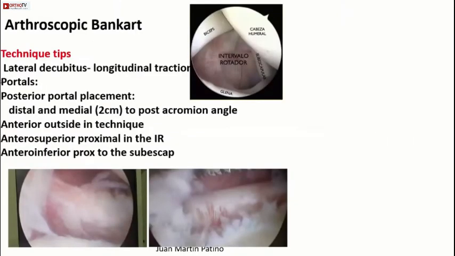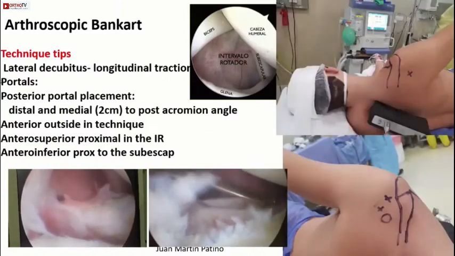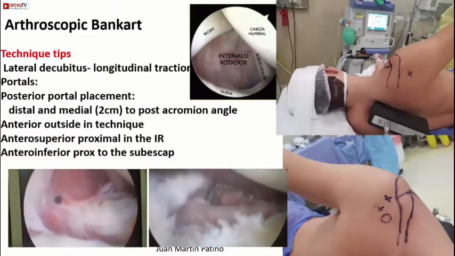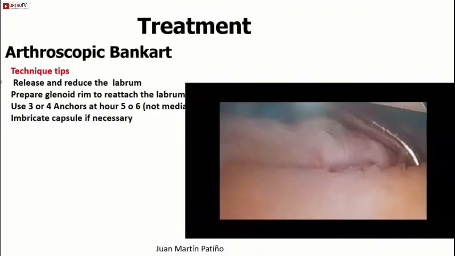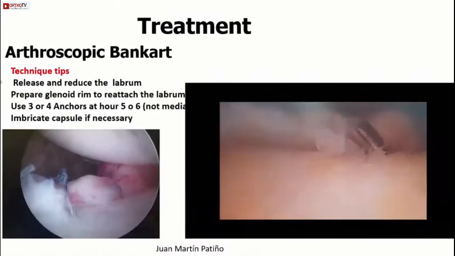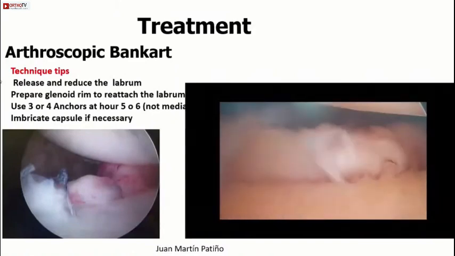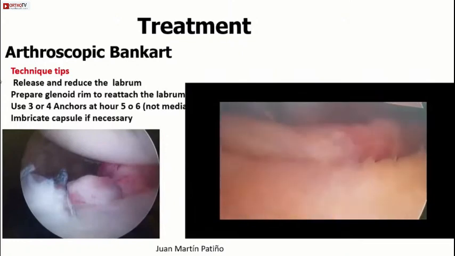We perform the technique in lateral decubitus with longitudinal traction. The portal placement is important. We usually do 3 portals, 1 posterior and 2 anterior. And we follow the proposed steps to reattach the labrum to the anterior glenoid, as we can see here in the video on the right.